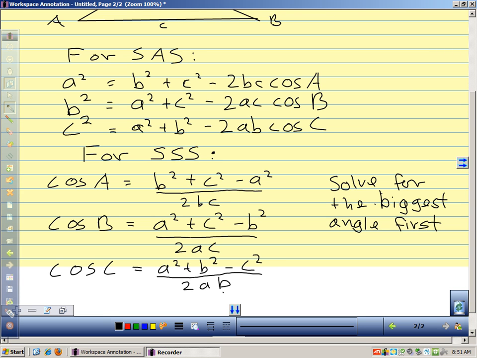And you'll run into problems because your calculator won't tell you that. Your calculator will only tell you the acute angle. So that's why we solve for the biggest angle. The biggest angle is opposite the biggest side. So when we have a side-side-side combination, you want to solve for the biggest angle first, and that's going to be opposite the biggest side. And that way you'll avoid problems with your calculator giving you an angle that you don't want.